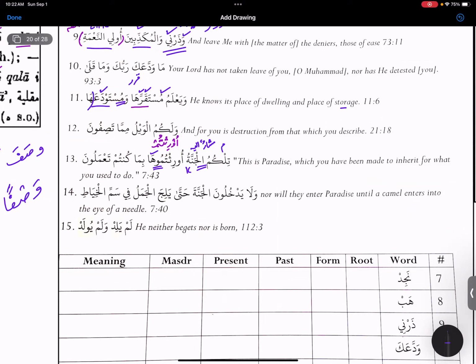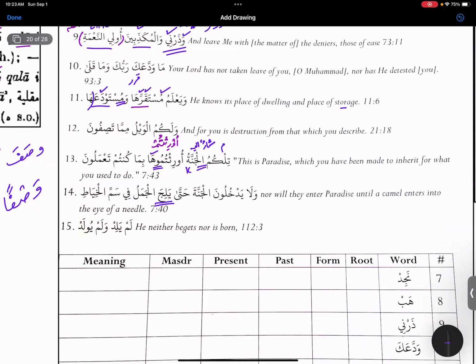وَلَا يَدْخُلُونَ الْجَنَّةَ حَتَّى يَلِجَ الْجَمَلُ فِي سَمِّ الْخِيَاطِ. Subhanallah, very interesting, beautiful ayah, right? Walaja yaliju, misal wawi, yaliju, right.